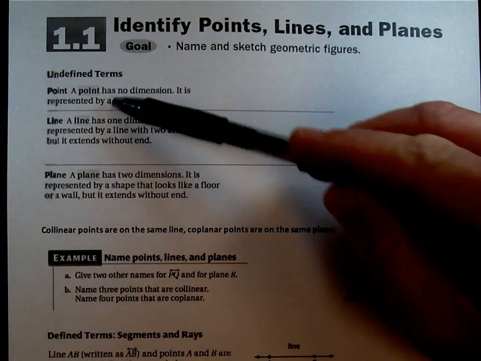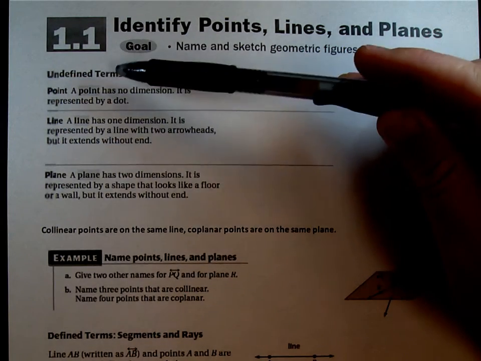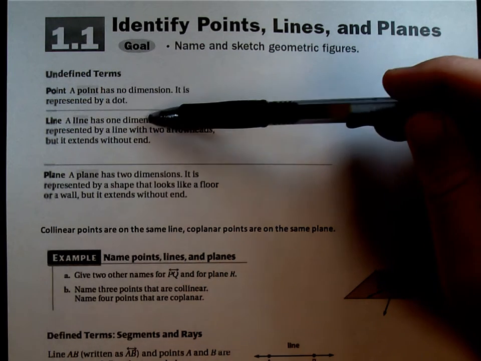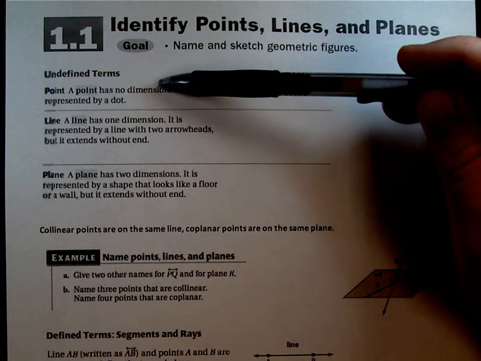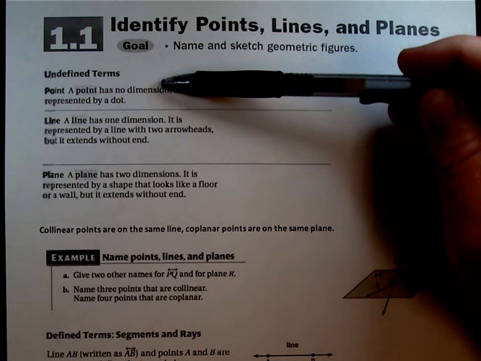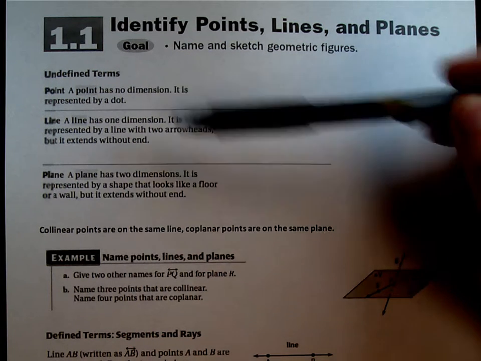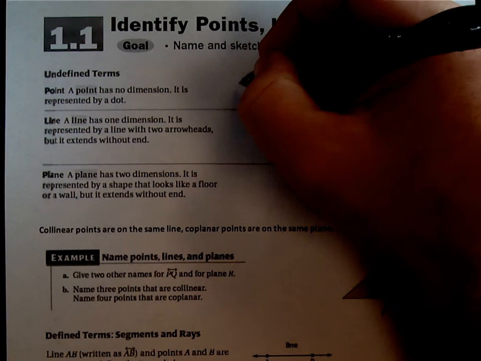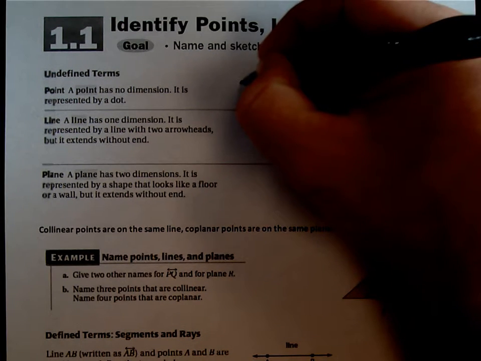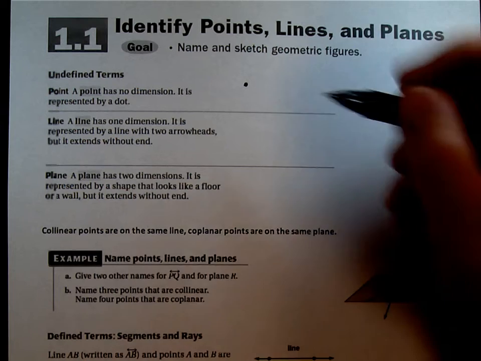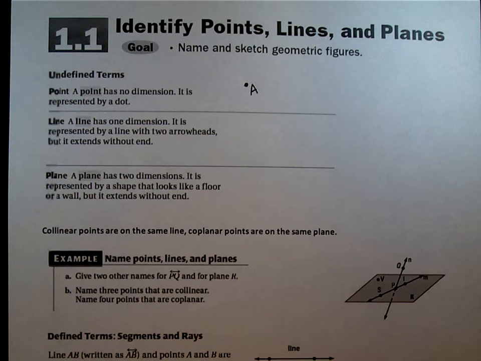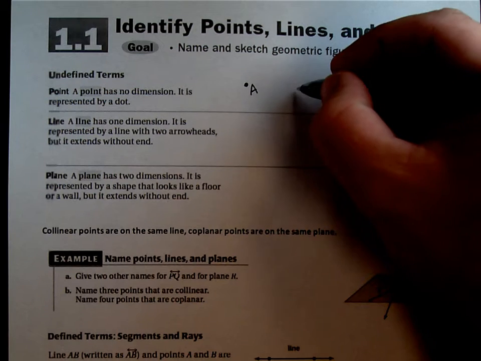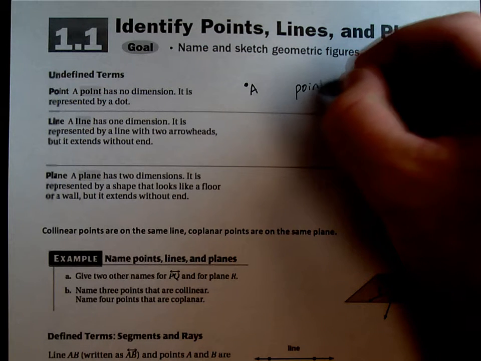So we start with point, line, and plane, and you'll see here the point, it says it has no dimension, a line has one dimension, and a plane has two dimensions. If something has no dimension, it doesn't have any width, depth, or thickness, it's just infinitely small. Of course we can't draw that, so instead we put a dot to represent it. Usually when we put a point, we'll also put a capital letter to name that point. So that picture would be point A. I'll just write out point A.